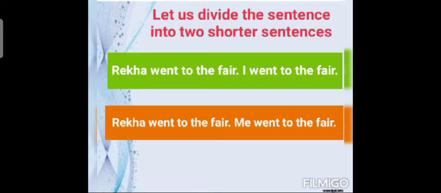There is a very simple trick. Divide the sentences into shorter sentences, just like I have done. Rekha went to the fair. I went to the fair. Rekha went to the fair. Me went to the fair. After reading both the sentences, which you have divided into shorter sentences, you will find for yourself which is the correct sentence and the usage of which pronoun is correct.